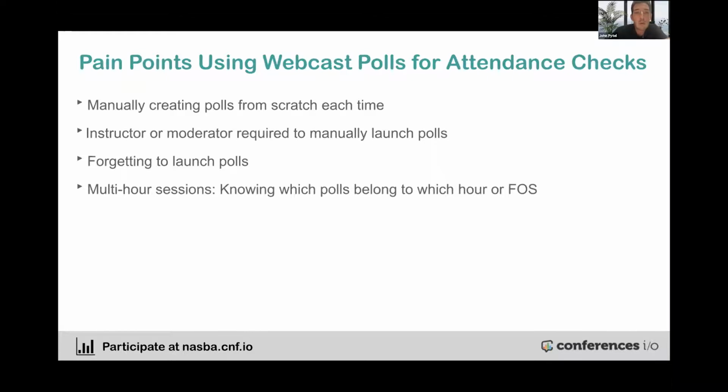For multi-hour sessions or sessions that are for more than one type of credit, knowing which polls belong to which hour or field of study, right? If someone comes back and they did 4 out of 6 polls, does that mean that they did 3 in the first hour and 1 in the second hour, or vice versa, 2 and 2, right? That's important in terms of eligibility for credit, but with the built-in polls, it's not always easy to identify that.